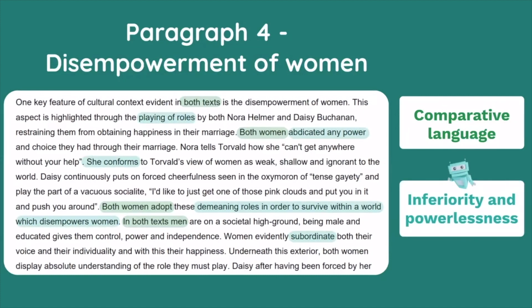And again, another comparison is that there's an inferiority and a powerlessness. For example, in A Doll's House, Nora conforms to Torvald's view of women, and there's a powerlessness there, that she's disempowered, I suppose, by her husband. Women evidently subordinate both their voice and their individuality, and with this their happiness. So there's a direct link between a lack of power and a lack of happiness, and that's what happens to both of the female protagonists in both of these texts: when their power is taken away from them, their ability to be happy has also been taken away from them.